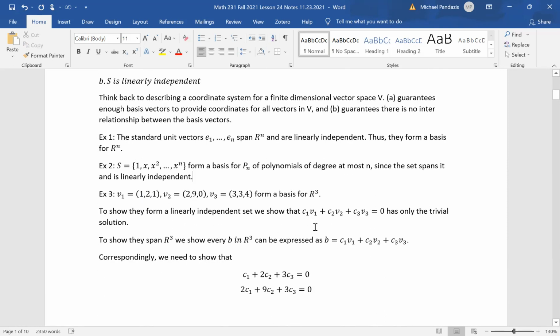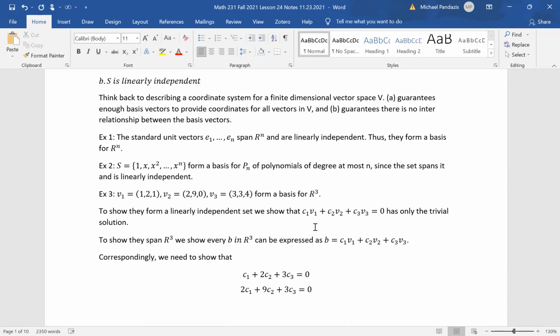Okay, so V1, V2, and V3 form a basis for R3. Those 3 vectors form a basis for R3 because they are linearly independent and they span R3. Any vector in R3 can be thought of as a linear combination of V1, V2, and V3, and they are linearly independent.